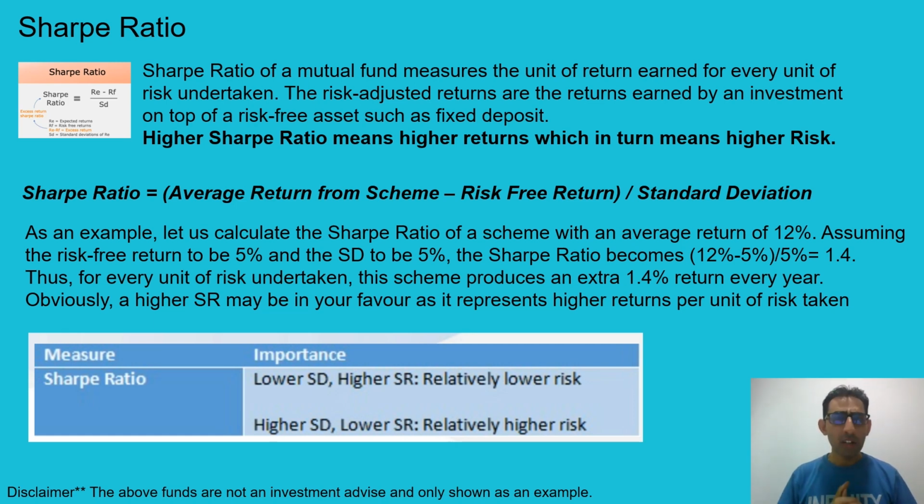So, how do we calculate the Sharpe ratio? Sharpe ratio can be calculated by using the formula average return from the scheme minus risk-free return divided by standard deviation. So I think we know what is the average return from scheme and the standard deviation, which we just discussed a few minutes back.